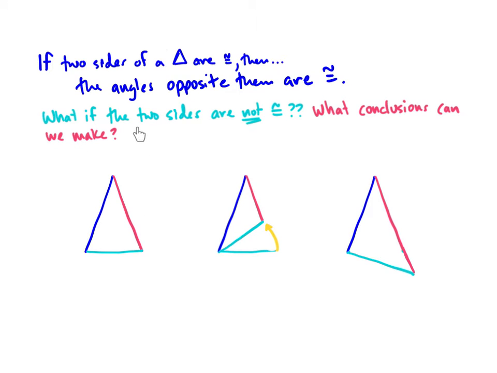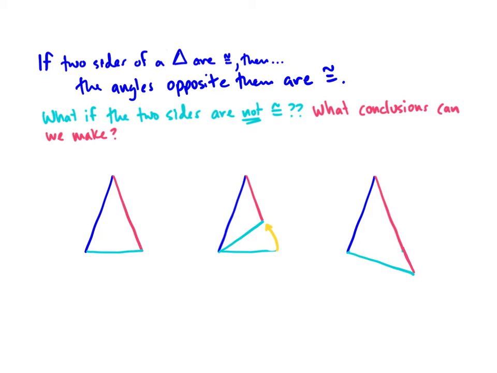Well, we can say, first of all, that obviously when the sides are not congruent, then the angles across from them will no longer be congruent. But can we say more than that? So once we shortened this pink side, now we have one side that's longer, the blue side, and one side that's shorter, the pink side. Well, what about these two angles? They're no longer congruent, but which one's bigger?